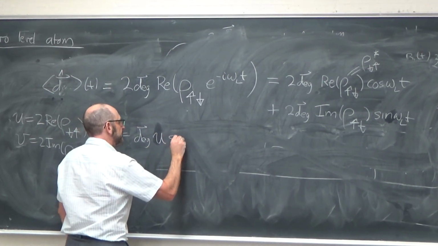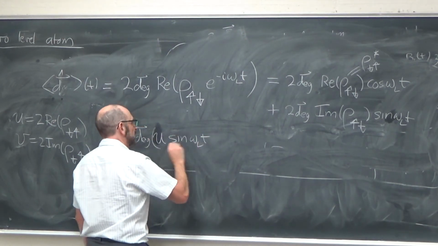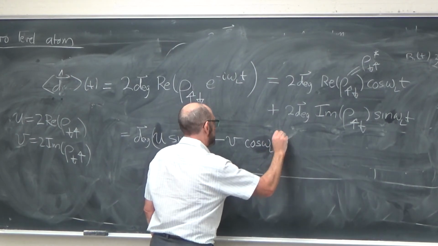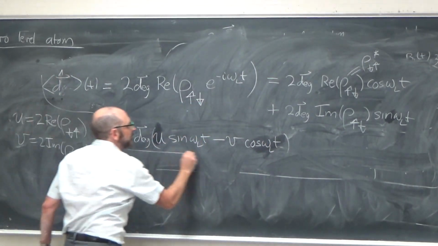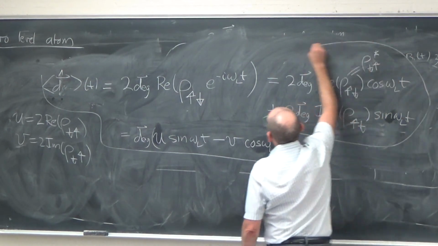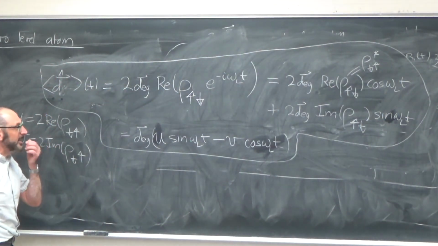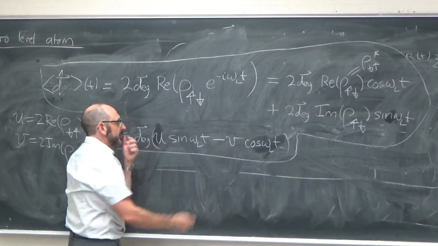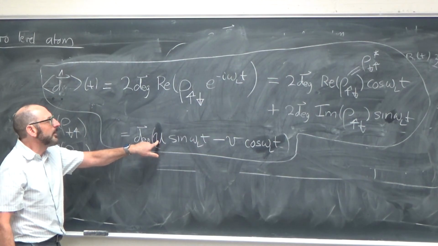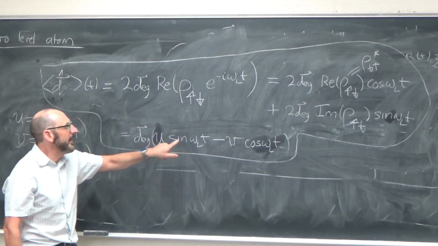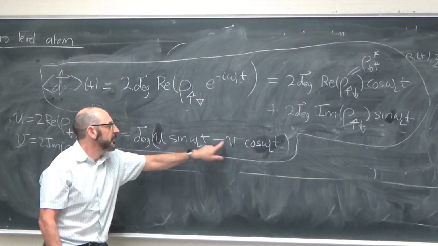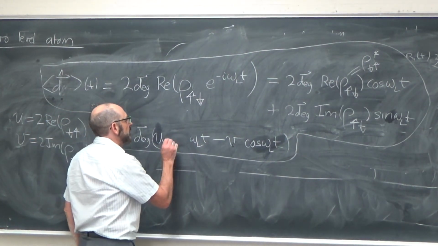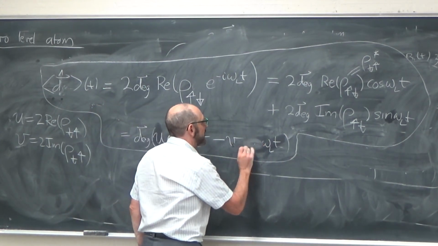U sine omega_L t minus V cosine. I'll just conclude there just to say that what we see here is that the U and V components of the Bloch vector tell us something about the components that are in phase and in quadrature with the driving field. Oh, I got it backwards, don't I? Excuse me. Cosine, sine, pardon me.